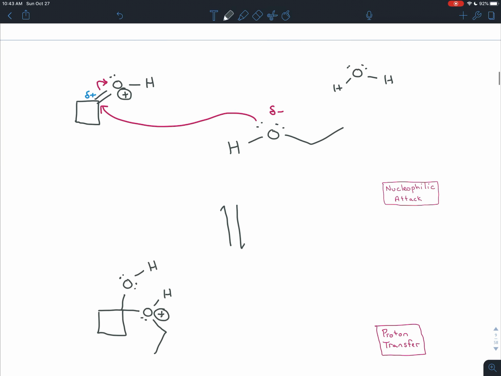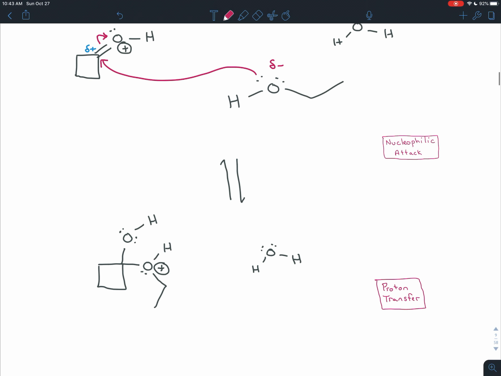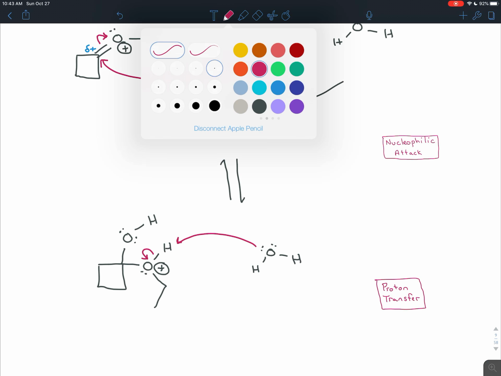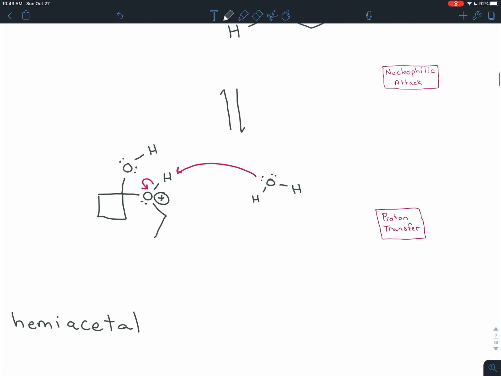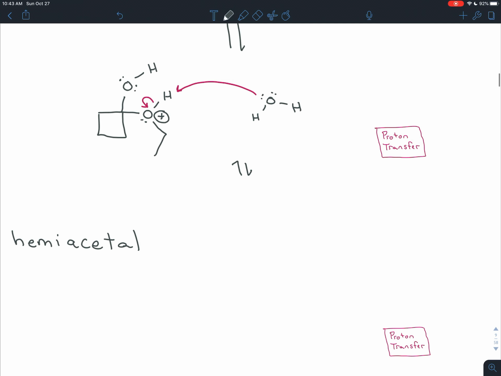Because it influences the story of this carbon chain, we'll draw it again here. That water molecule, the slightly negative oxygen there, can steal the slightly positive hydrogen. The electrons go on to the oxygen nearby. And that gives us our hemiacetal. So we're halfway there. We're halfway to the acetal.